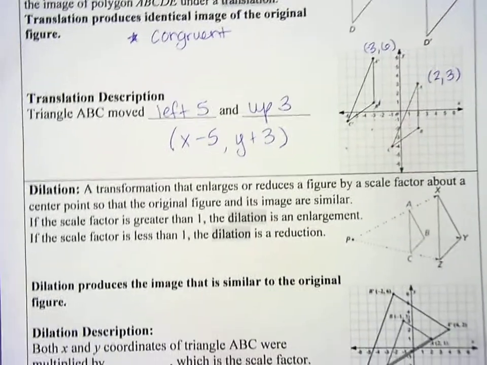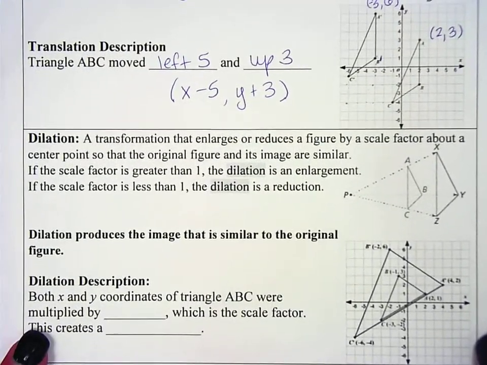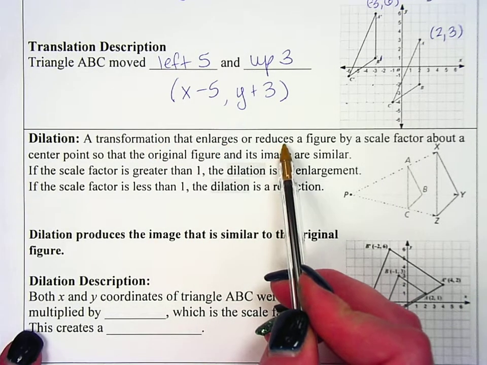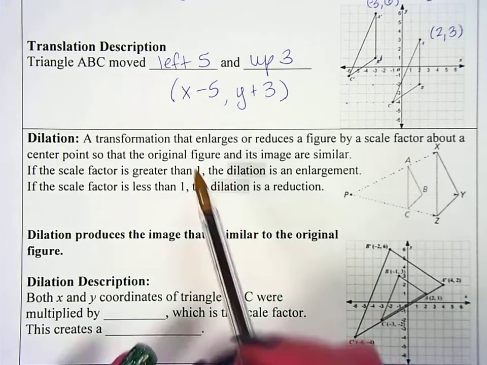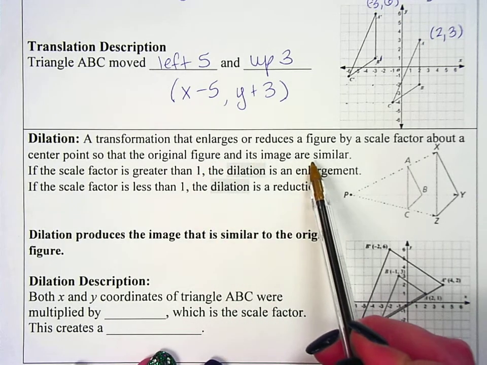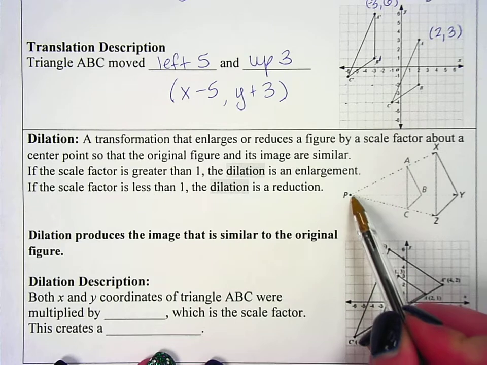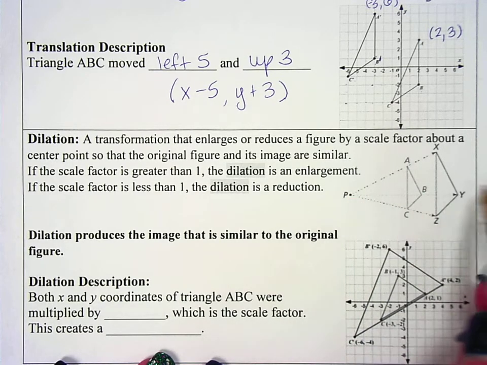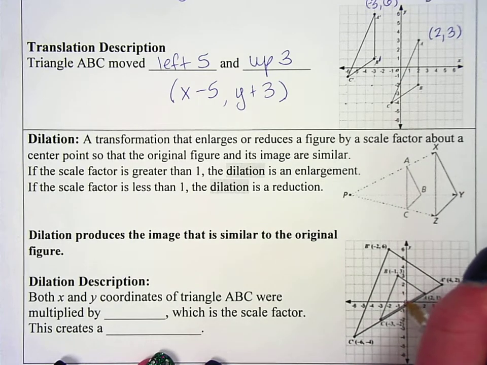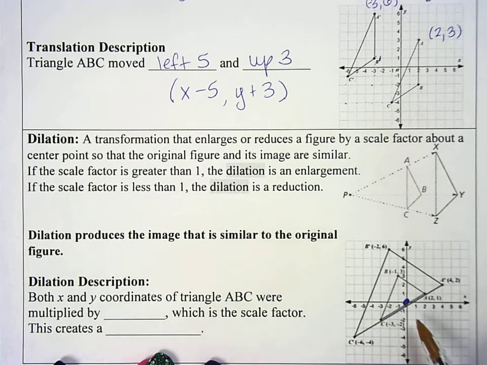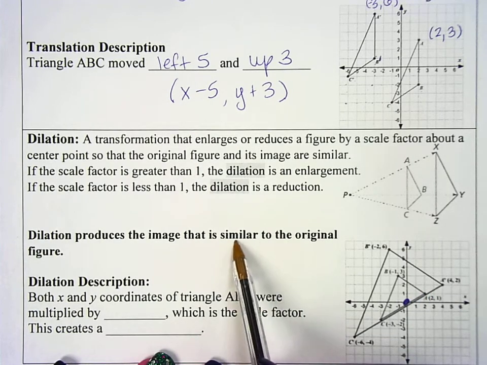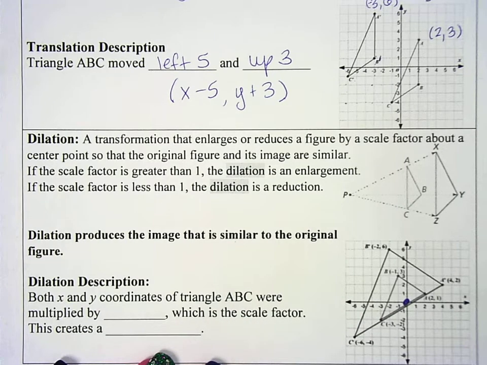Our other type of transformation today is a dilation. A dilation is a transformation that enlarges or reduces a figure by a scale factor about a center. And then the original figure and its image are similar. You'll notice in this picture, my point of origin was to the side, so it got bigger in that direction. In this picture, my origin is in the center, so that's why the shape got bigger around that center. So these are no longer congruent. They are similar shapes, meaning they got bigger or smaller.